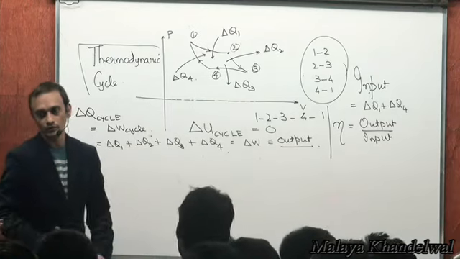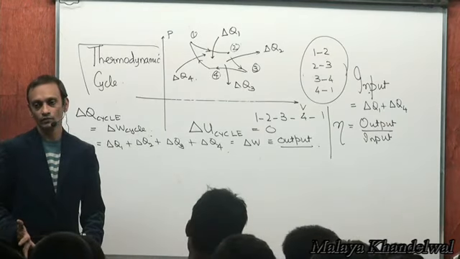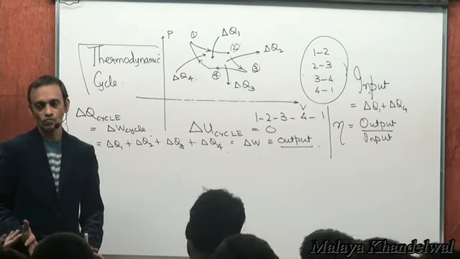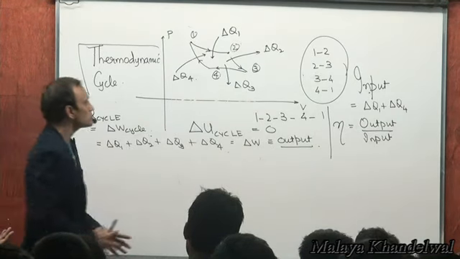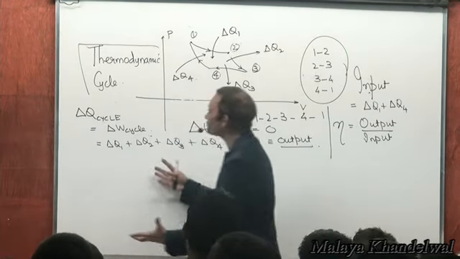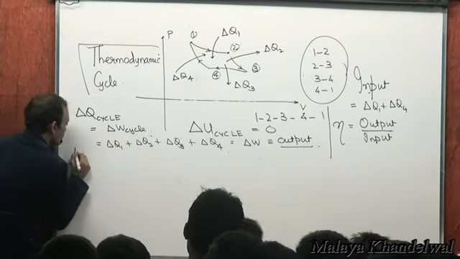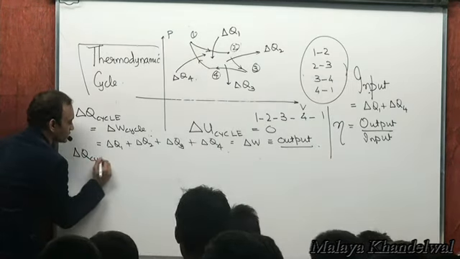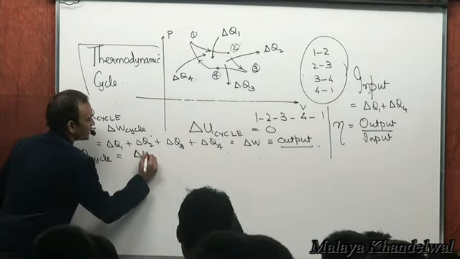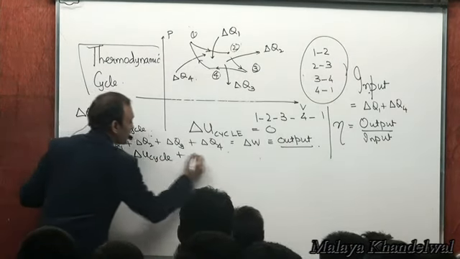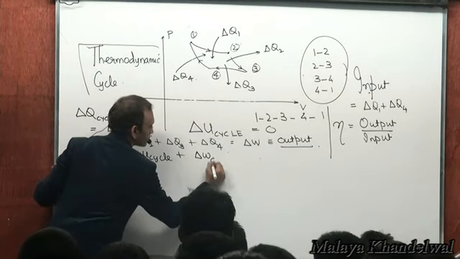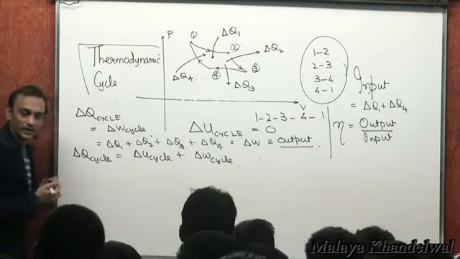Yes. Again, why isn't only the heat expelled out of the system or the cycle equal to the work output? No. Because of the first law of thermodynamics. The net delta Q by the cycle is what? Change in internal energy in a cycle plus the work done. Right? That's the first law of thermodynamics.